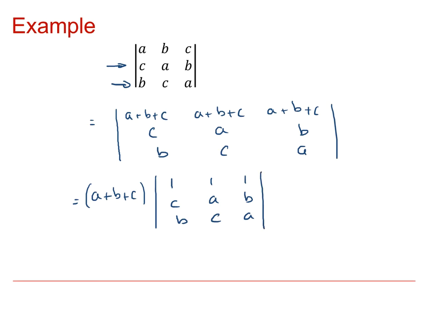This is relatively straightforward to find because each of the elements in the top line are 1s. So we get A plus B plus C as our factor here. And then the determinant of the rest will be 1 multiplied by the determinant of A, B, C, A. That's this block here. So that will be A squared minus BC.